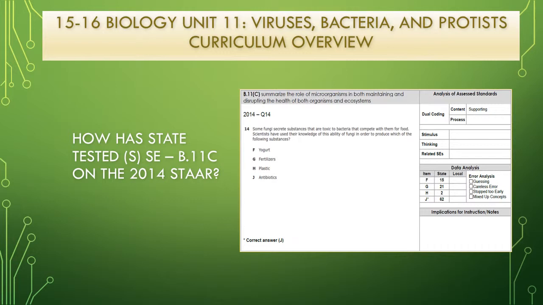And our last question comes from the 2014 release over B11C. Summarize the role of microorganisms in both maintaining and disrupting the health of both organisms and ecosystems. And so the students will have to do some investigations to understand the pros and cons of the different microorganisms and their effects on organisms and ecosystems. And this is just one of those questions where they're assessing one type of microorganism, which is fungi. And so when you're looking at the microorganisms, focus on all the different types of microorganisms and look at your specificity to provide you with those specifics of what you should be covering.